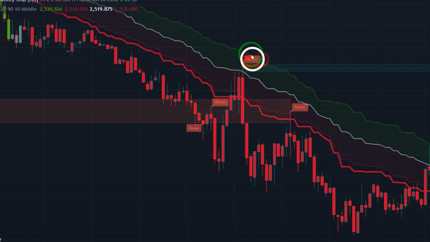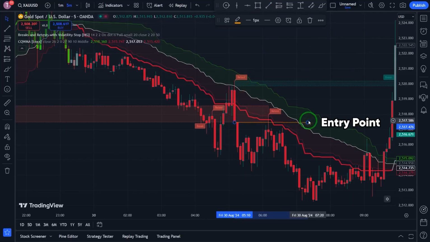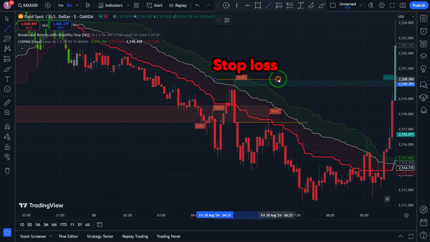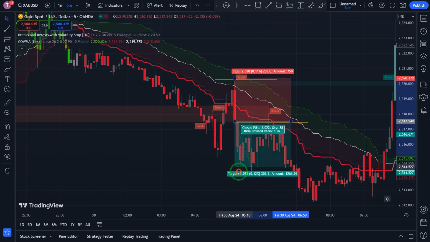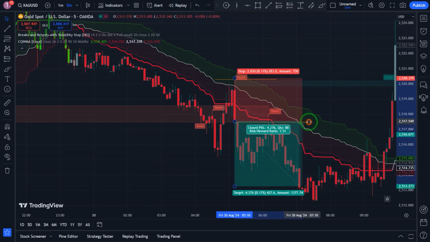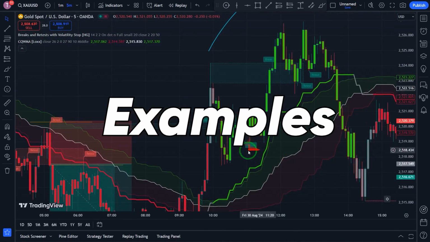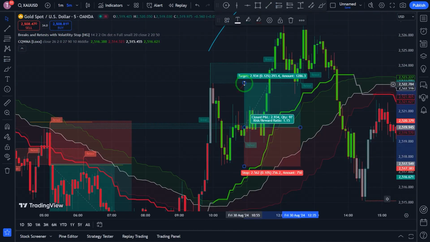The choice is yours. Once we find a suitable entry point, we need to set our stop loss slightly above the last swing high. Now we can enter a sell trade and also consider our risk to reward ratio as 1 to 1.5 for take profit, and wait for our trade to close with profit. We can see examples below where trades have been entered using both methods.